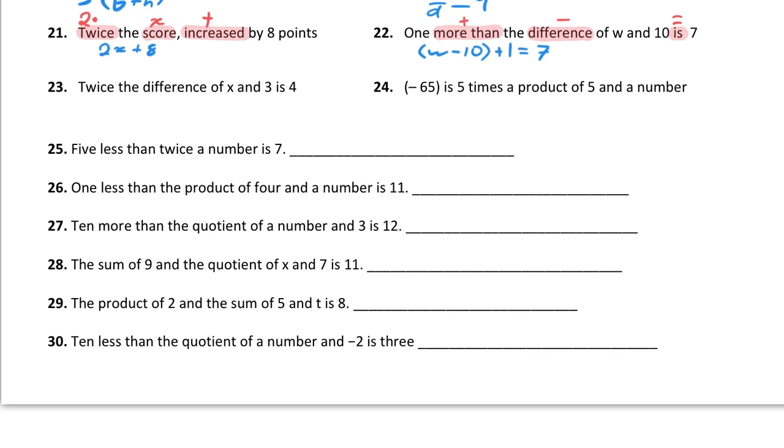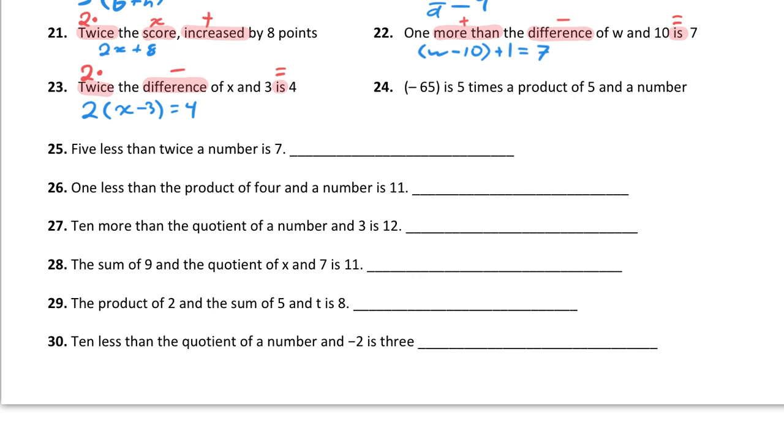Just a few more to go now. We've got twice the difference of x and 3 is 4. So that means we are taking double something, right? 2 times something. The difference is a subtraction question, and is equals. So now we've got twice the difference, 2 times the difference of x and 3 is 4.